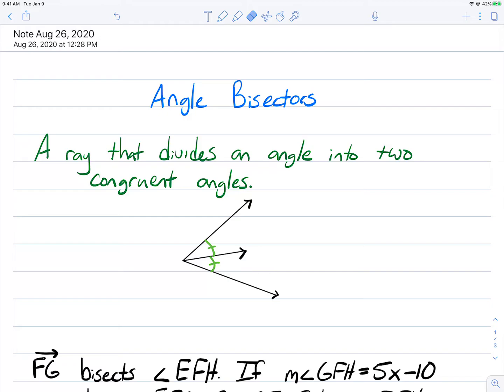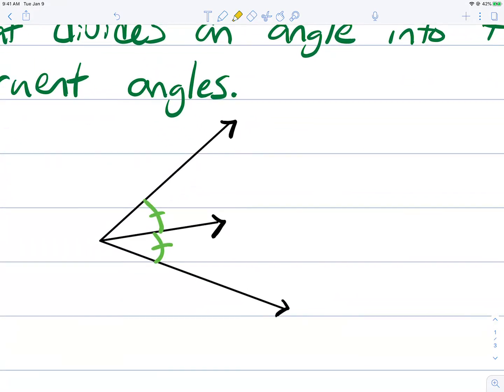Angle bisectors. It is a ray that divides an angle into two congruent angles. So for instance, we would have this angle right here, and the ray that is on the inside cuts it into two congruent angles. So if this was 39 degrees, then this would also be 39 degrees.